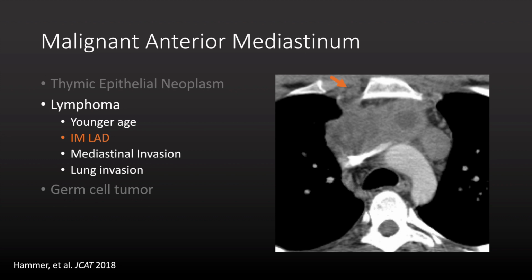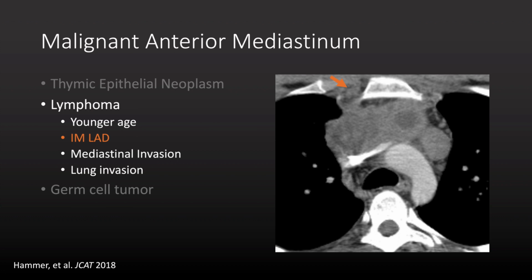There's often associated lymphadenopathy, and in particular, you want to look for the presence of internal mammary lymphadenopathy. Here we can see the right internal mammary artery, and here is a lymph node adjacent to it. And in the study that we published, internal mammary lymphadenopathy had the greatest predictive value for making the diagnosis of lymphoma. So that's something you should really look for if you have an aggressive anterior mediastinal mass. It can really help you make the diagnosis.